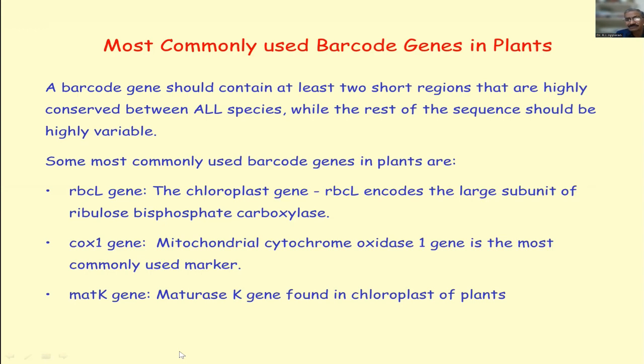The third one: if the conserved region is there, you can, by doing in situ hybridization, by sending some markers, catch hold of these conserved regions. You can identify that Rbcl gene or COX gene, like that. For that, they have separate markers. We'll be seeing about this.